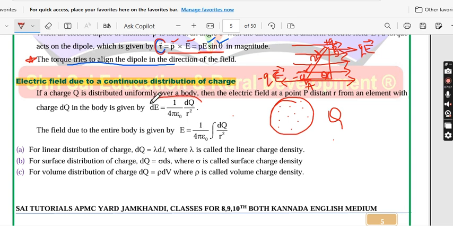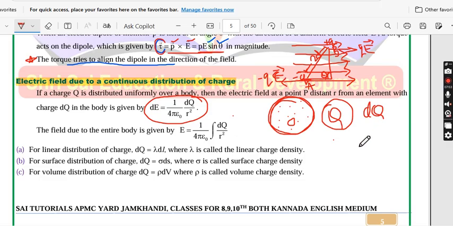Why this is written like this is because in a large body, or in a large length of the body, any length of any substance, or in a surface area of the body or in a volume, if we consider a small volume or a small area or a small length, then the charge is going to be written as dq.